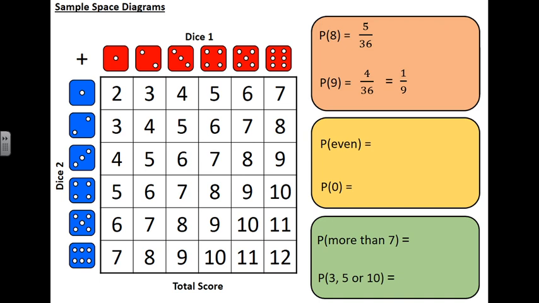But the chance of getting an even number. So if you look through the grid, you can see every other number is even. So there are 18 possibilities. Now the chance of you getting a 0, well, there's no zeros in that grid, so it can't happen. More than 7, we'll just count all the 8s, 9s, 10s, 11s and 12s. There are 15 of them. And for the bottom option, chance of getting a 3, 5 or 10, just count them all up. There are 9 in total.